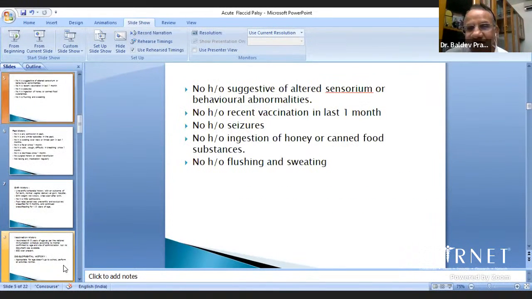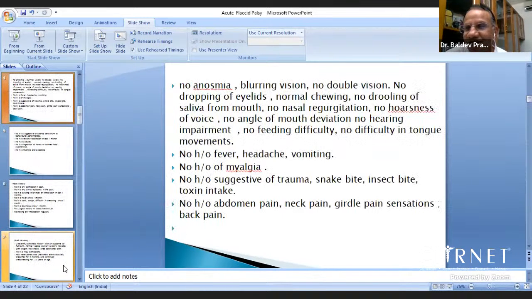We'll have to explain why he has mentioned so many things. What was his idea? Pointing out that there is no anosmia, no double vision is to rule out whether there is any cranial nerve involvement or not. And the second point, no history of fever, headache, and vomiting, is to rule out whether we are suspecting any infective etiology, or whether there is involvement of the CNS.